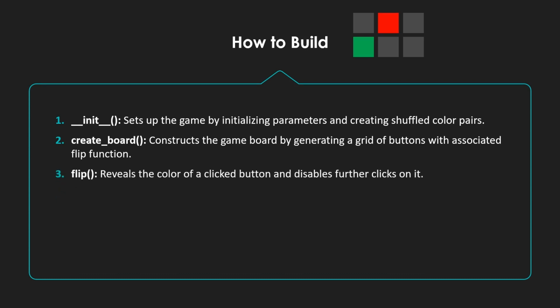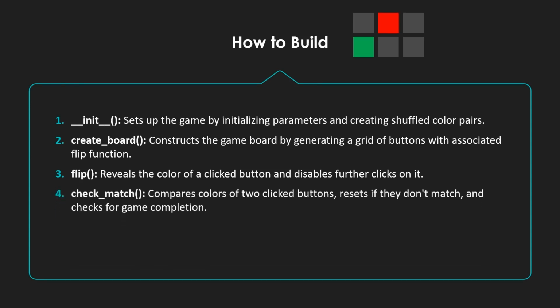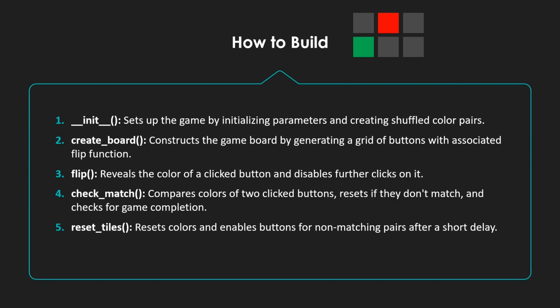Step 3. We make a way for players to reveal the colors by clicking on the buttons. Once a button is clicked, it shows its color, and you can't click it again. Step 4. We check if the colors of the two clicked buttons match. If they do, great! If not, we hide the colors again. We also check if the game is finished. Step 5. If the colors don't match, we reset them back to the hidden state after a short delay, so players can try again. So, what are we waiting for?